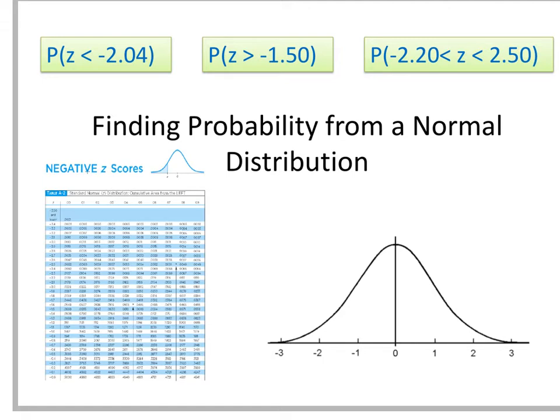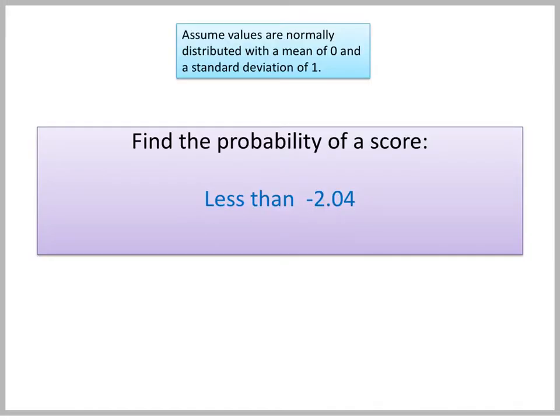In each of the three examples that I'm going to show you, I'm going to be using a standard normal distribution table that shows the cumulative area from the left, and I'll show you how to read that table to calculate probability. The first example I'm going to do is the probability for area of z less than negative 2.04. In our examples, we're going to assume that values are normally distributed with a mean of 0 and a standard deviation of 1. So let's find the probability of a score less than negative 2.04.